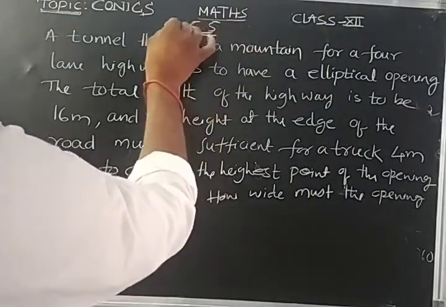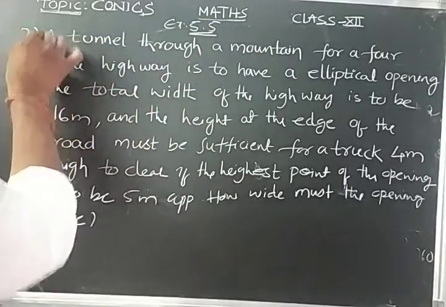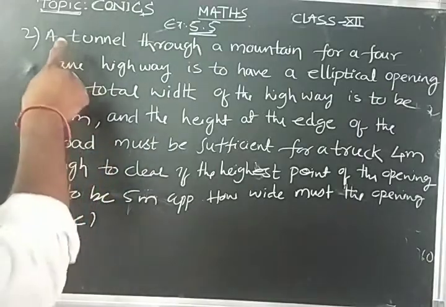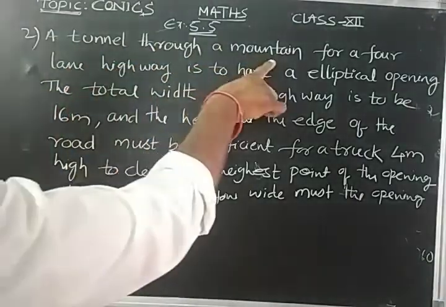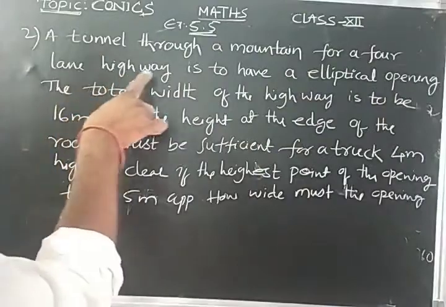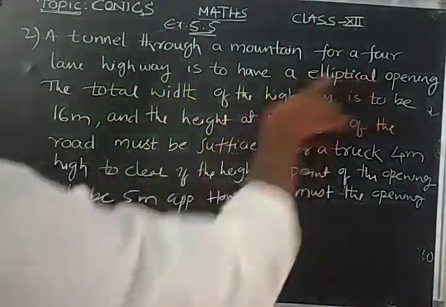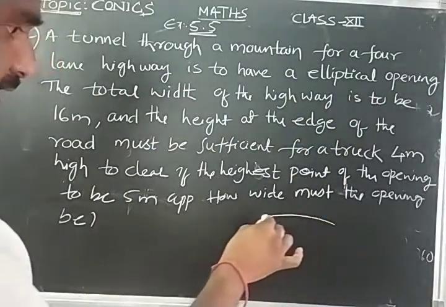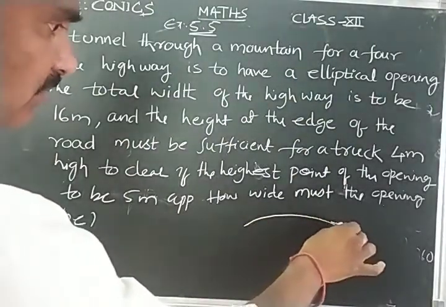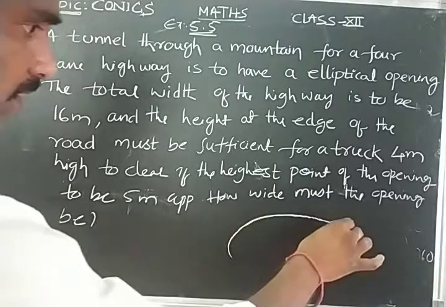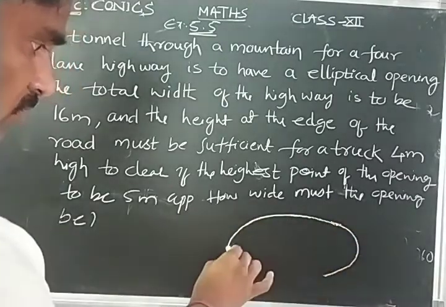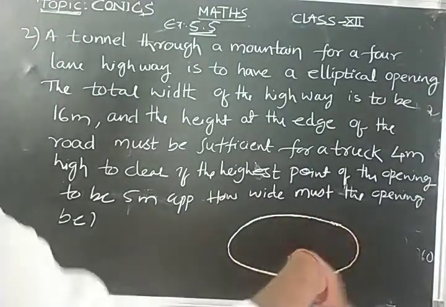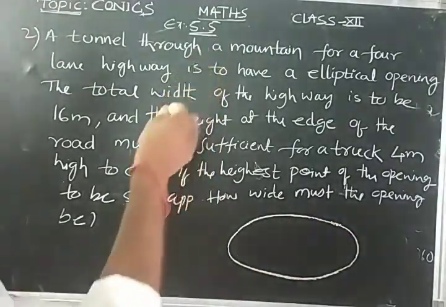Exercise 5.5, second problem. See the question. A tunnel through a mountain for a 4-lane highway is to have an elliptical opening. So the tunnel has an elliptical opening shape. I draw one elliptical shape of the opening of the tunnel through a mountain, right?